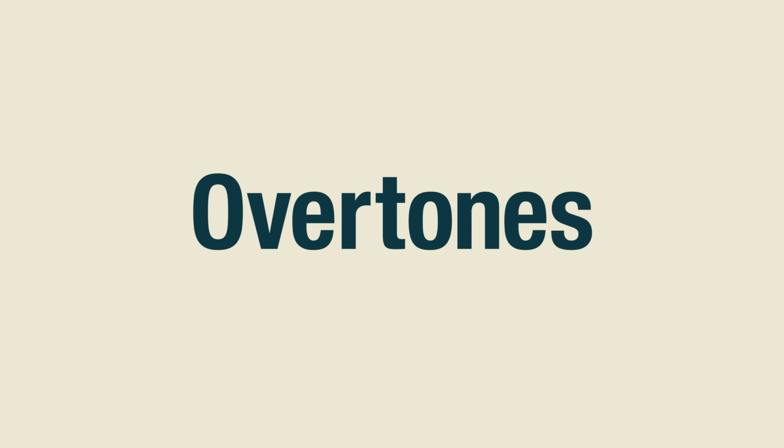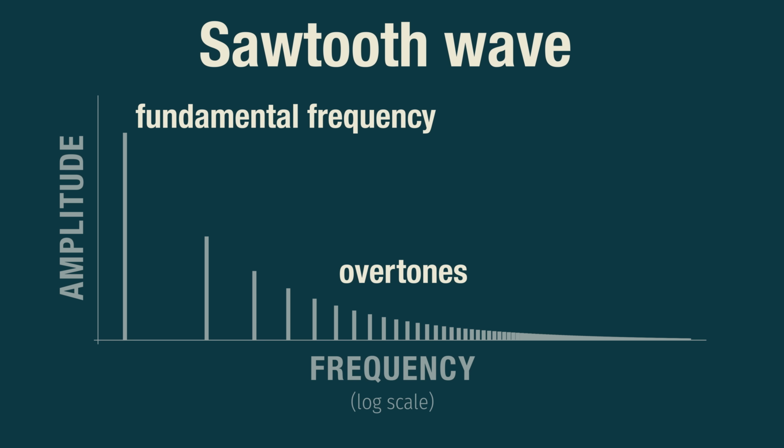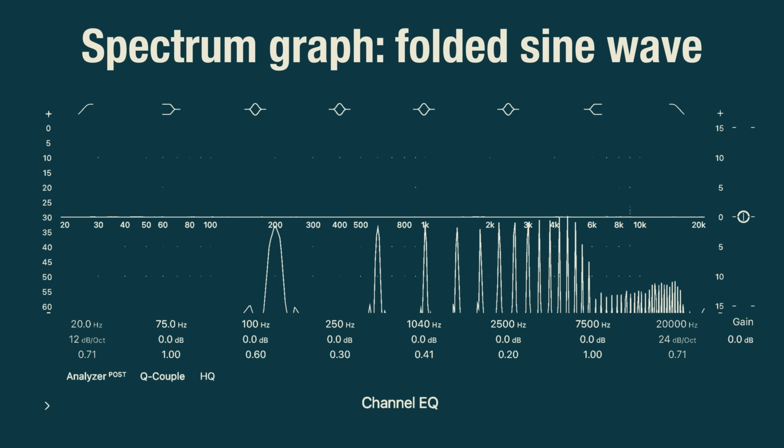Let's talk about overtones. You might know that every sound is made of sine waves. I even made a video about it. Most sounds have a fundamental frequency, the lowest sine wave, and overtones, every wave above it. Pitched sounds, like guitar, neatly arrange their overtones along integer multiples of the fundamental. Folding a sine wave creates a bunch of overtones. Folding another sound multiplies that effect across every sine wave.